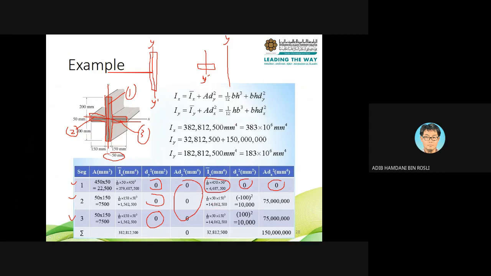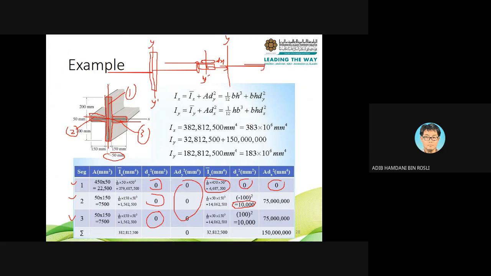So when you want to find I y bar, you find it about this axis: 1 over 12, this is the base, and this is the height, cubed. Okay, but now you have this distance from the y-axis to its own y prime axis, so you use the parallel axis theorem. This is your dx. That's why you have dx here. This is your dx, minus 100, and you square it, it becomes 10,000, right?